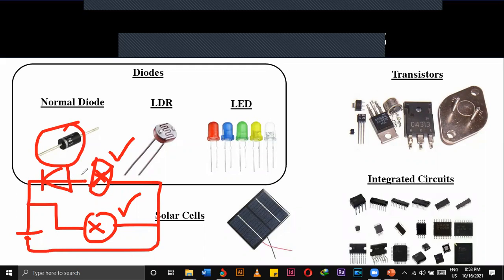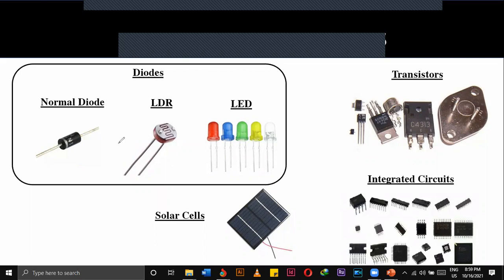So that is why we use this one. It will allow the current to flow in this direction only. So for that, you have to put a diode like this. You can put it, but it's not a problem if you don't put it.